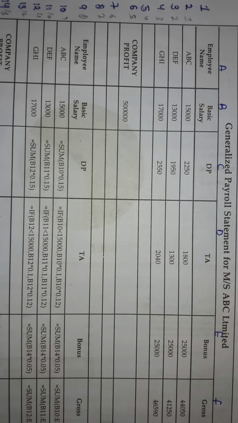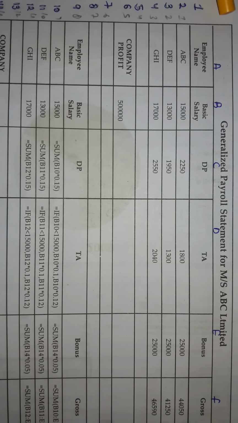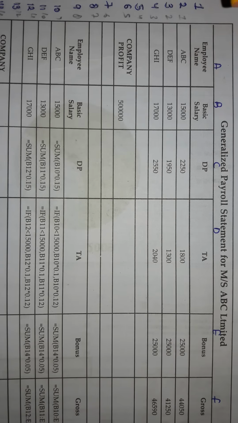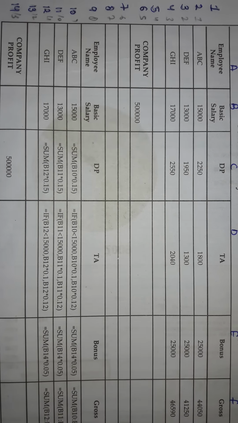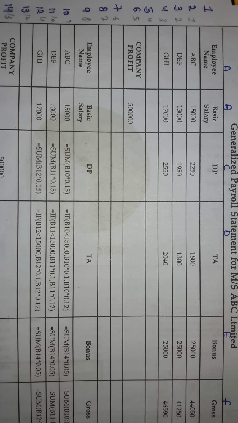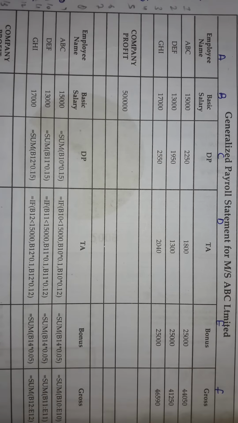See here, generalized payroll statement for ABC Limited. I have given the name, the rows, and the columns A, B, C, D, E, F, and there are 14 columns, 1, 2, 3, up to 14. First you need to draw the format. In the format you write employee name, A, B, C, D, E, F, G, H, I, then basic salary, then DP, TA, and bonus. Like this you have to write.